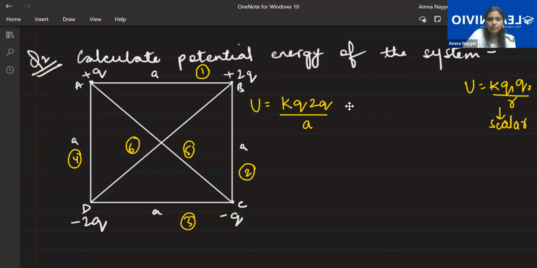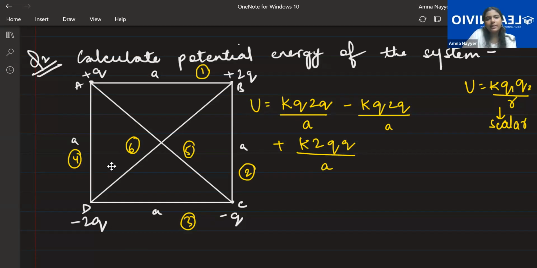Ma'am, K minus Q to 2Q by A. Yes, perfect. Minus k q to q by a. That minus sign I've written it here. Correct. Similarly, when we come to 3, both are negative this time. So it will be plus eventually, minus into minus. Minus 2q is plus only. So I'll write it as plus k 2q into q by a. Actually, they both are negative, but when you multiply, it will be positive.